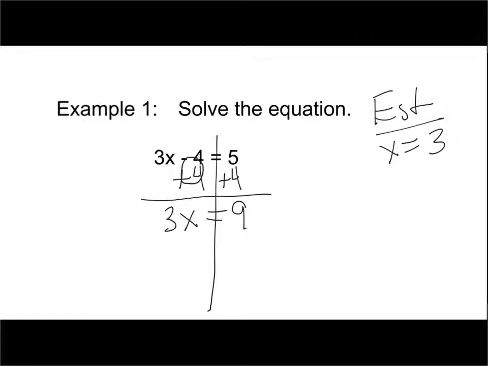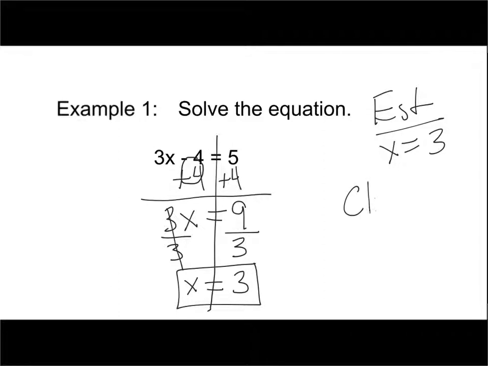My next step, 3 and x are being multiplied. The opposite, or the inverse, is division. So I'm going to divide by 3 on both sides. 3 divided by 3 is equal to 1. In the other video we learned that you don't have to write the 1. 1 times x is equal to x. Over on this side, 9 divided by 3 is equal to 3. And there's our solution. Let's do a really quick check, even though we sort of did this already.